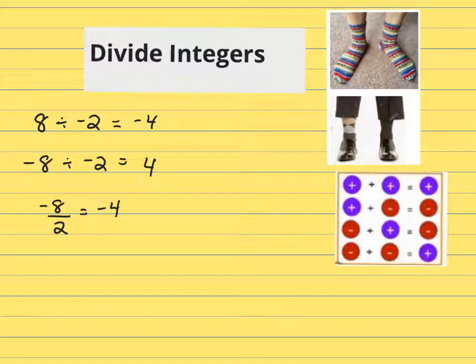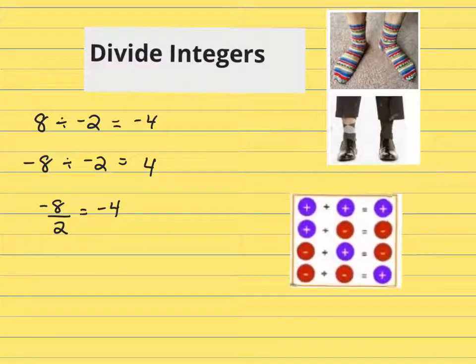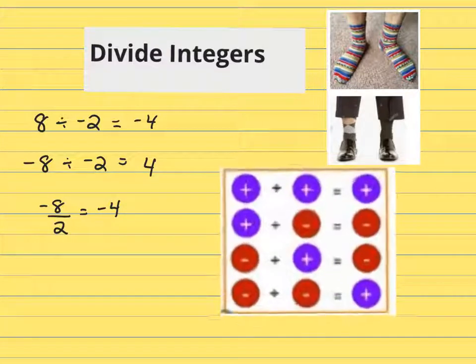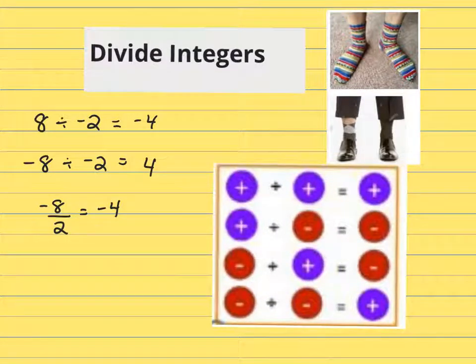So what is all this over here? Right here, that's just the summary of the rules of division. A positive divided by a positive is a positive. A positive divided by a negative is a negative. A negative divided by a positive is a negative, and then a negative divided by a negative is a positive.